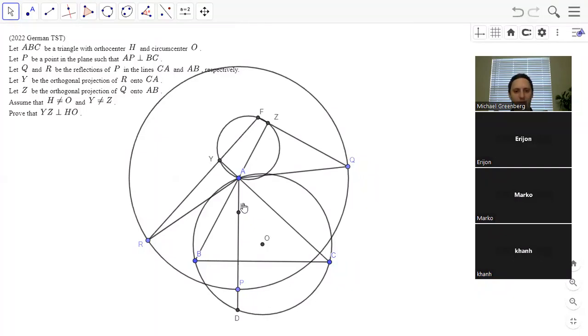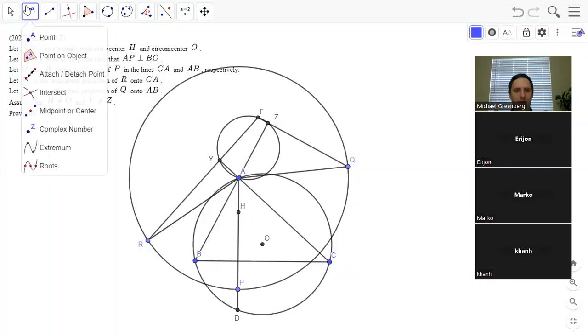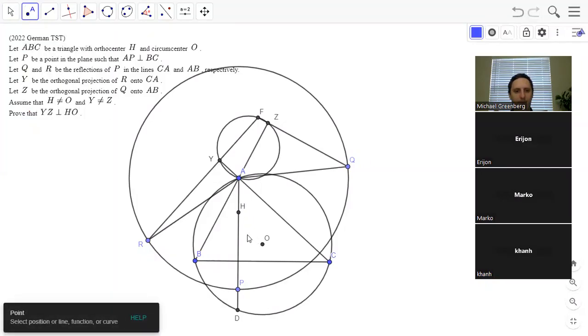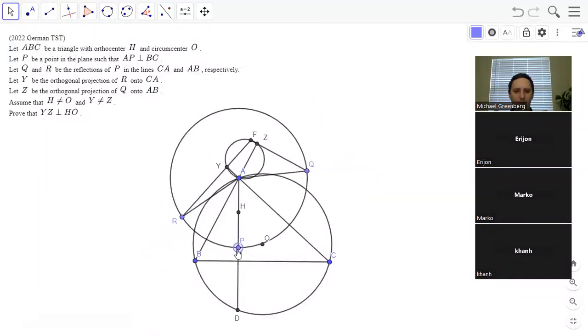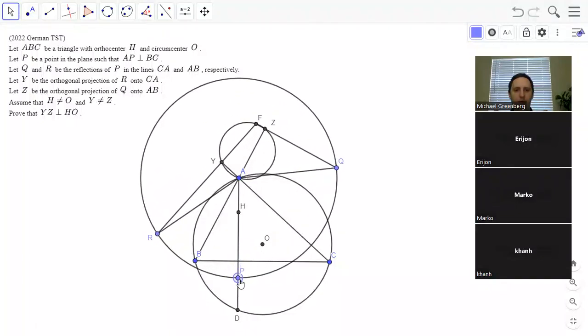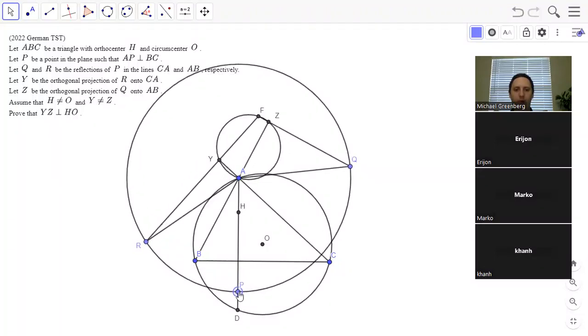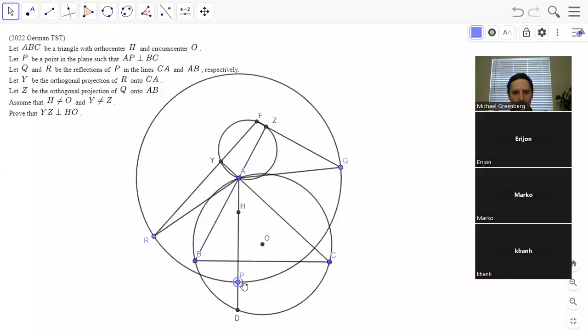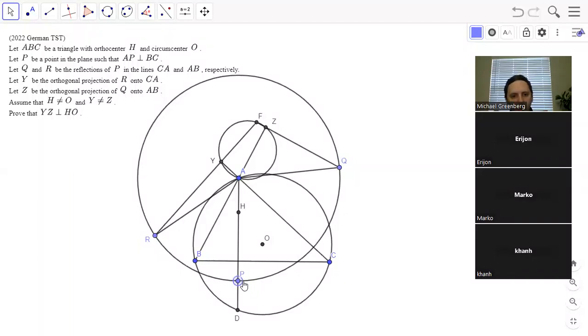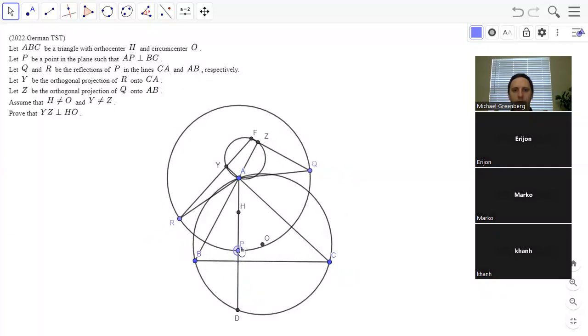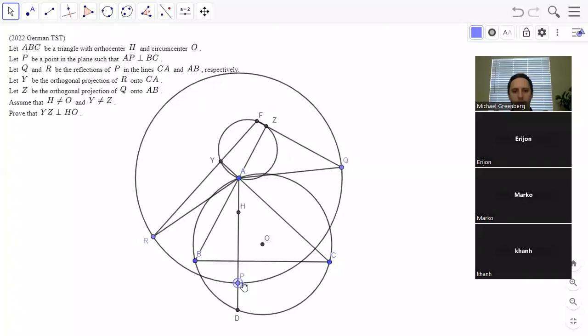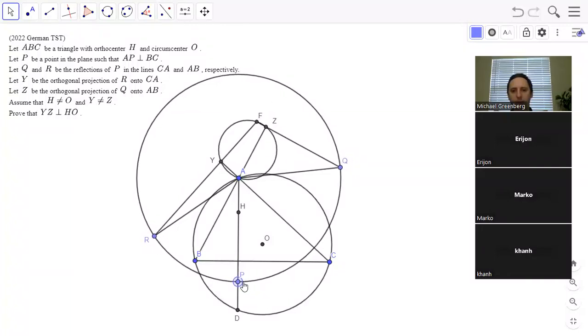So let's see. So I guess one question is, can we show that as we move P, is this just a homothety about A as I move P? Because then we can let P really be any point we want, right? I think it is, because as we move P, the whole figure is similar to what it was before, right? So P can really be anything. Does that make sense?